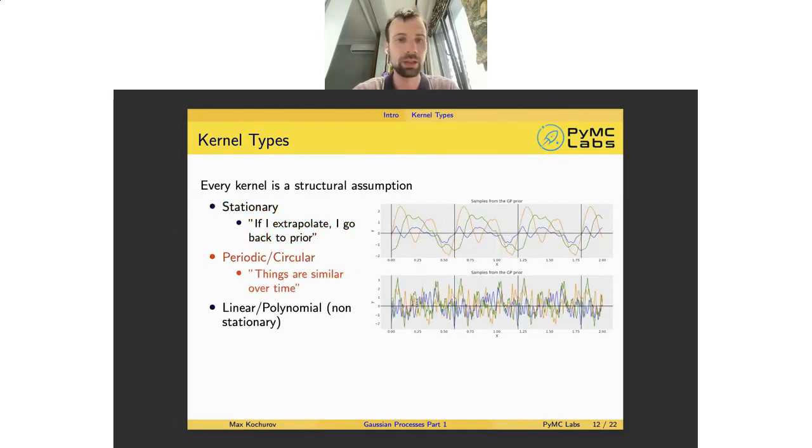When we have a periodic or circular kernel, then we say that things are similar over time and repeat themselves. And if we look at the plot, there are lines that draw periods one by one. And as you can see, the pattern is repeated one to one through all the periods. And periods may be very, very complicated, but they have this strong property to repeat.